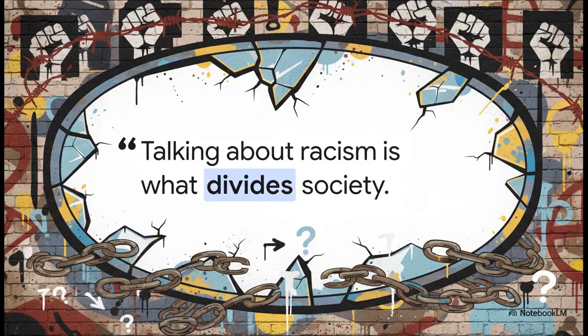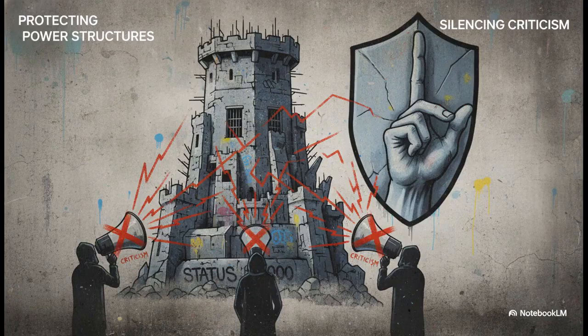Another classic counter-argument you'll hear is that the folks who talk about racism are the ones causing all the division. It's a move that frames the critics, not the injustice itself, as the problem. But let's be real, this is just a distraction tactic. It's an attempt to shut down necessary criticism and protect the status quo. It basically suggests that we should prefer a fake, quiet peace over the hard work of achieving real, actual justice.